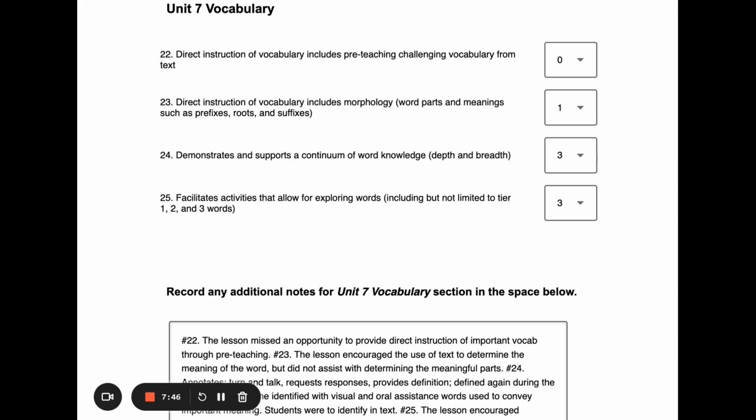Also for number 23, the lesson encouraged the use of text to determine the meaning of words, but didn't assist students to determine the meaningful parts or morphemes, which is why we scored it a level 1. The lesson could have included information about morphemes. Number 24 and 25 were scored a 3 because we found evidence of both of these.